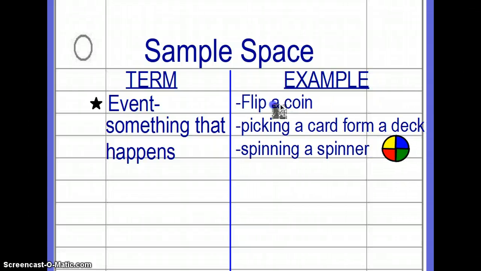Now remember, at any time, if I'm going too quickly, you can always pause and rewind. An event is something that happens. Not too hard of a definition there. And then we have three examples of an event. You can flip a coin. You can pick a card from a deck of cards, so there's 52 cards, just picking one, that's an event, or you can spin a spinner, so we could spin that spinner down there, and those would all be examples of events. Remember, you can pause if you need to.